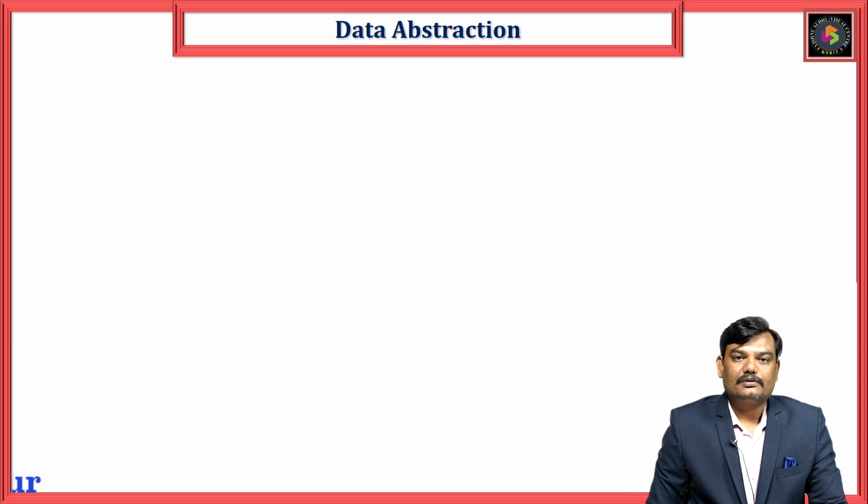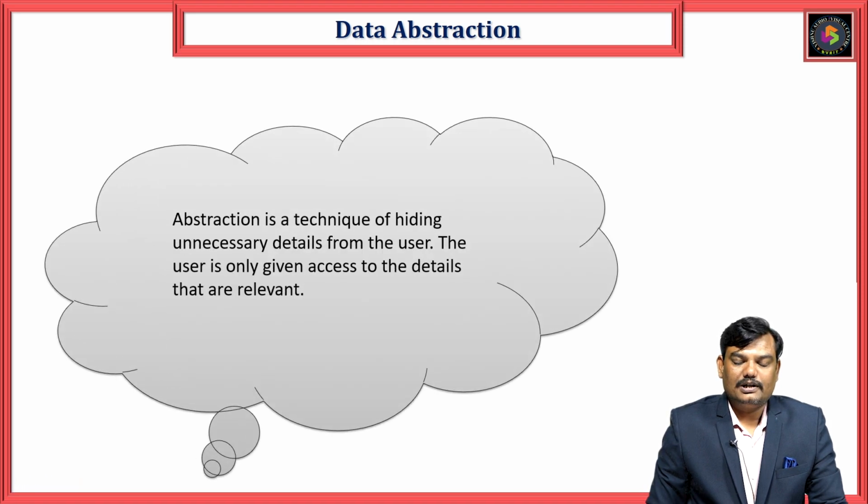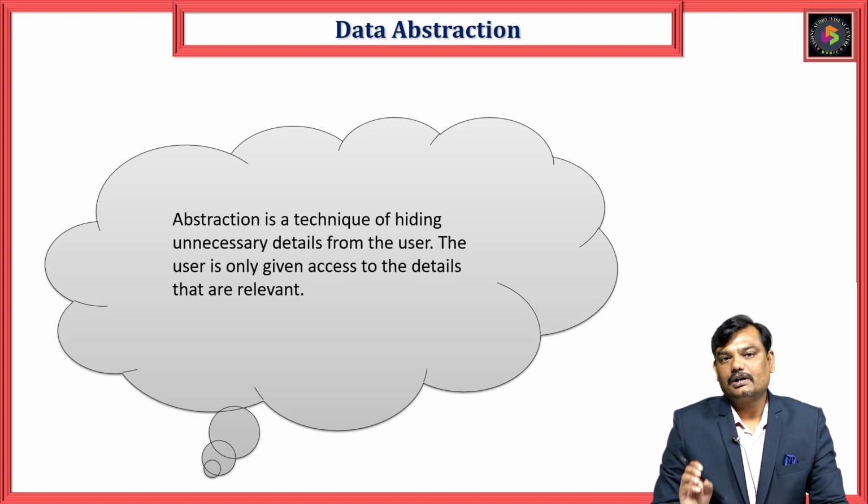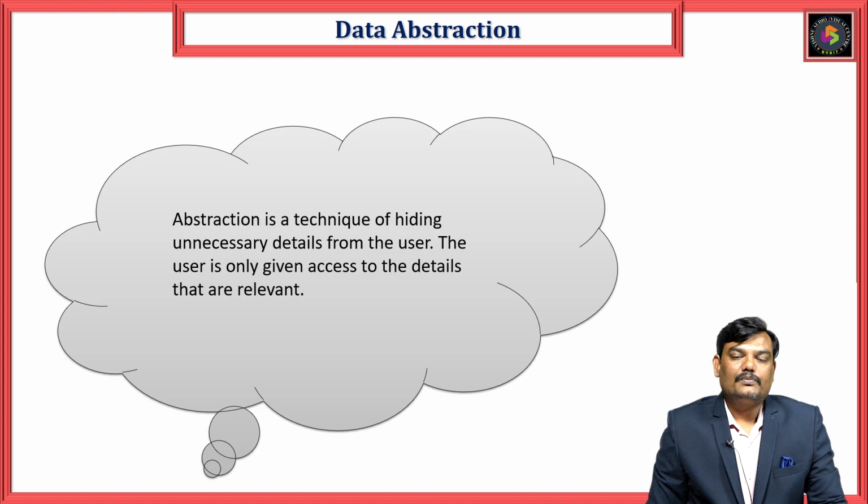Data abstraction. Data abstraction is a technique of hiding unnecessary details from the user. The user is only given access to the details which are relevant. So these are the features of object-oriented programming. We'll discuss all these things one by one in the next session.